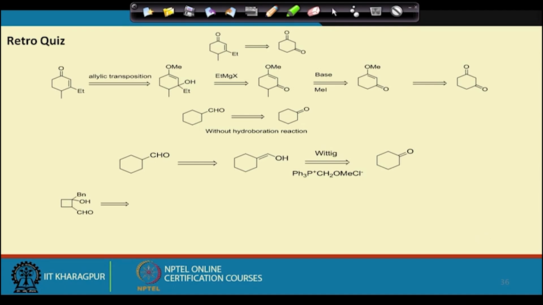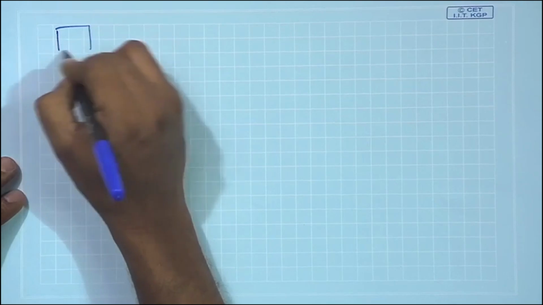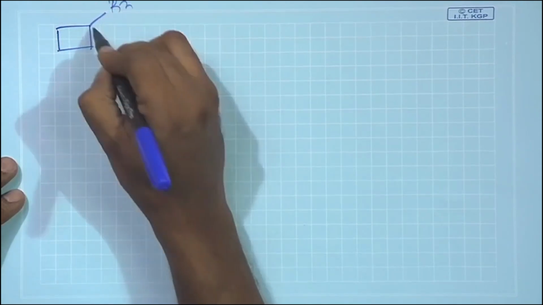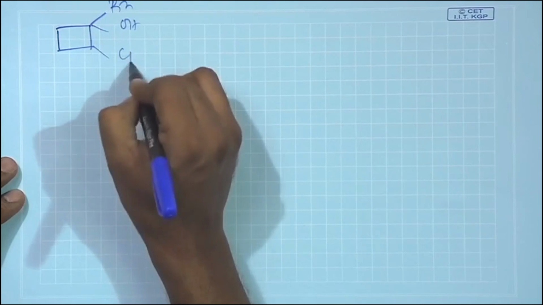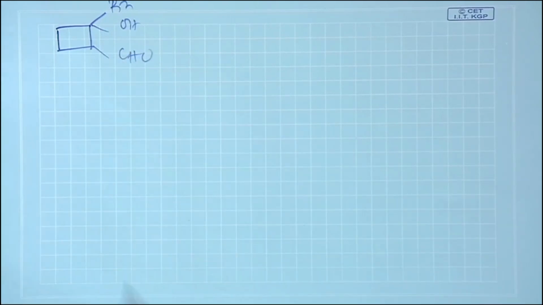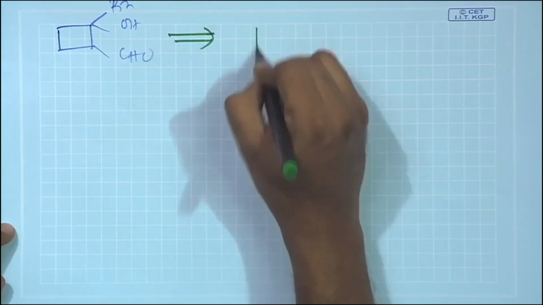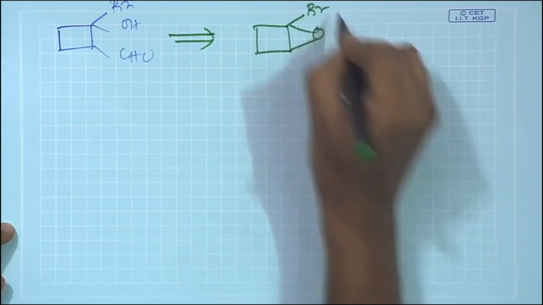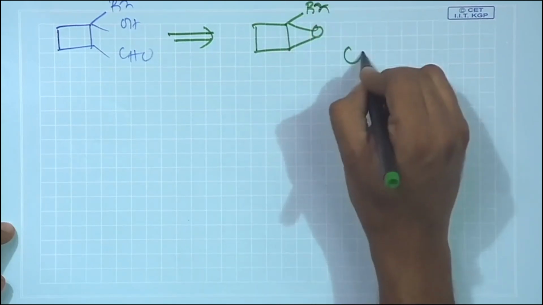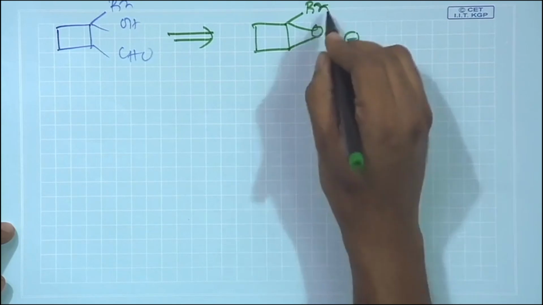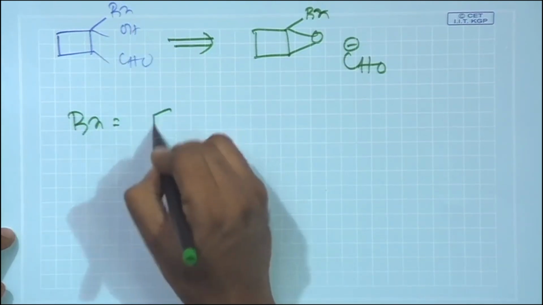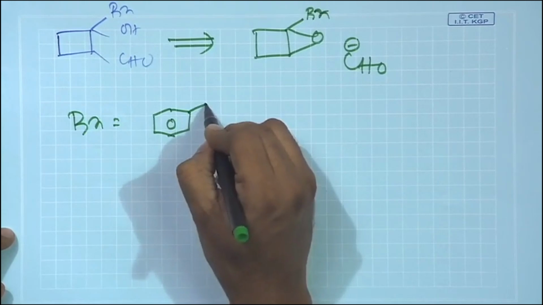The next problem is a pretty simple one. We will try to go a little bit faster. It is basically a cyclobutane containing compound, BnOH CHO. We do a retro, very straightforward. We say that you have an epoxide and a formyl anion equivalent. Now, Bn stands for benzyl. This group Bn is basically a benzyl group.